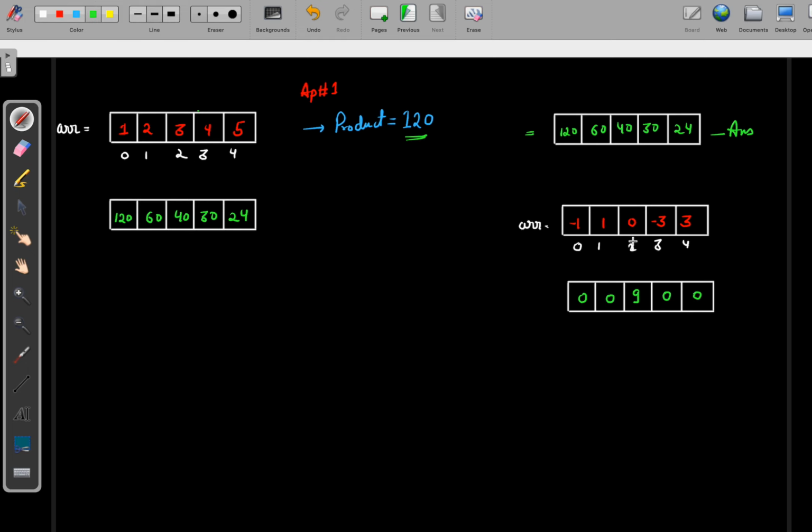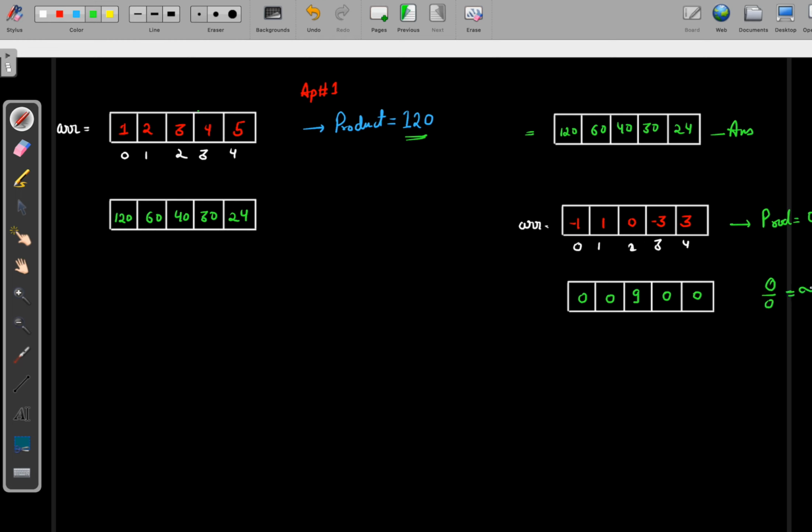Right. Now if you are applying the same concept, like taking a product, what you will get as the product will be 0. If you divide 0 by minus 1, it will give you 0 itself. 0 divided by 1, 0 itself. And now 0 by 0, that is undefined, that is not defined in mathematical terms.